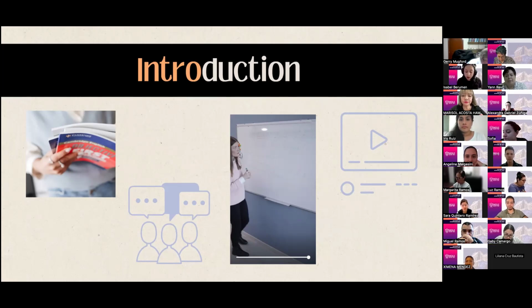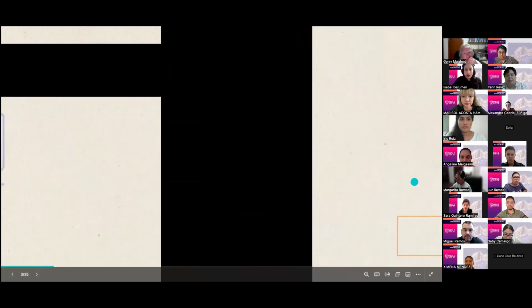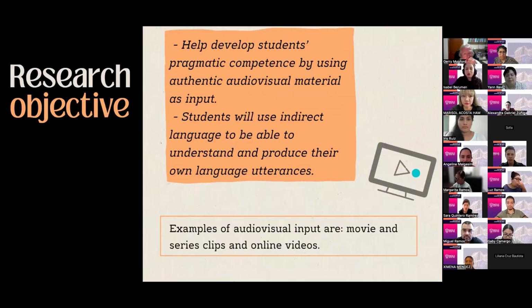And since we are living in a country where English is taught as a foreign language, and many times we as teachers or our textbooks are the main sources of input for them, we need to provide them with other materials, for example, authentic audiovisual materials. Well, my objective is to help develop a student's pragmatic competence by using authentic audiovisual materials as input.